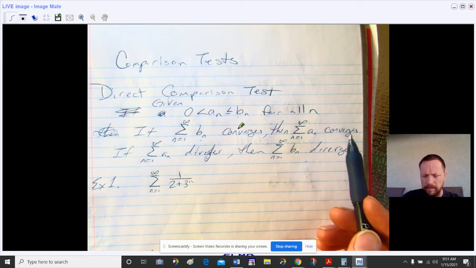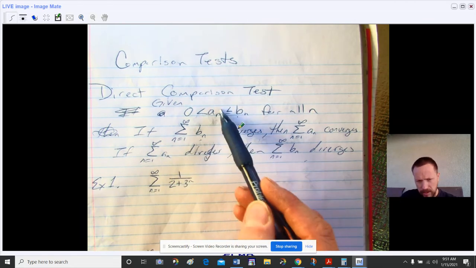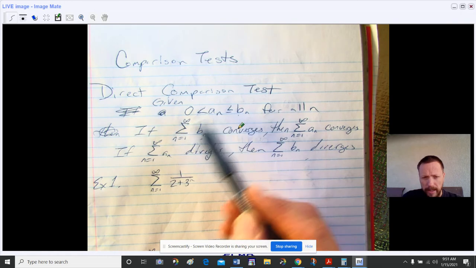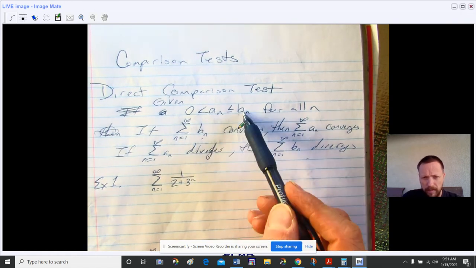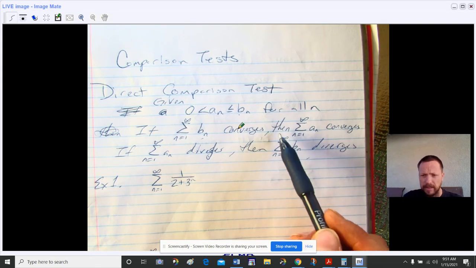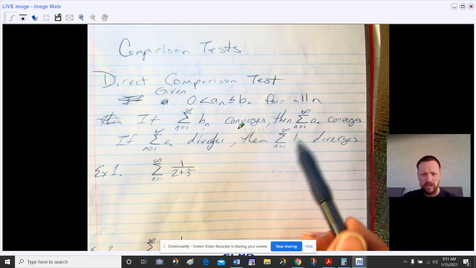That follows naturally. And then if we take a look at the lesser series, if all the terms in the lesser series add up to something that diverges, then if you get something greater than or equal to that, it has to at least be this, and so it's also going to diverge. And so this is just a natural thing.